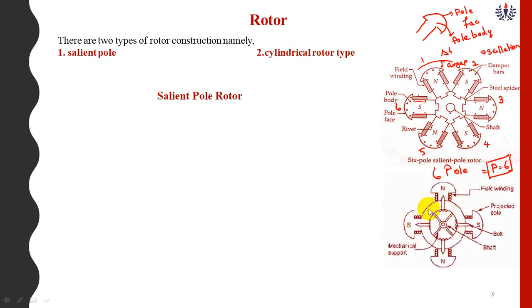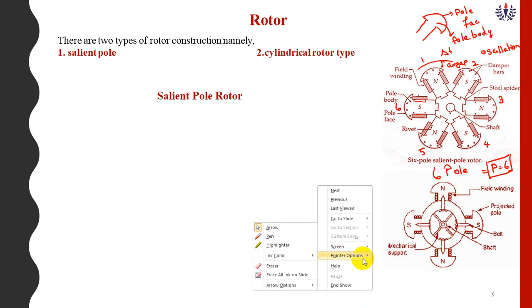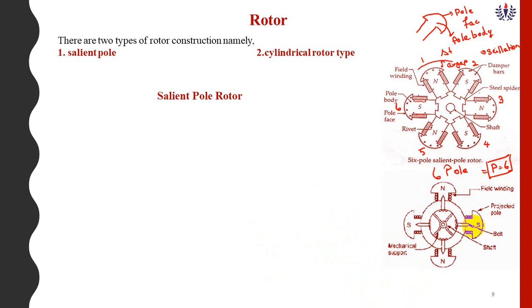And you see this other structure. Can anyone please tell me how many poles are available in this picture? In the second diagram, this is figure 1.